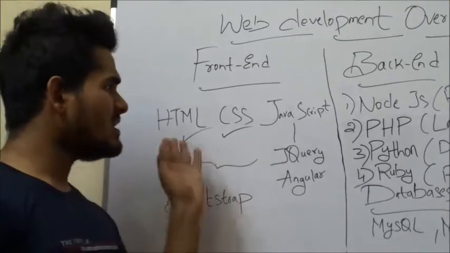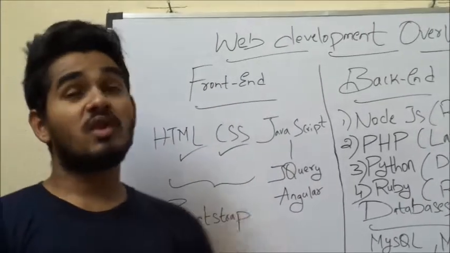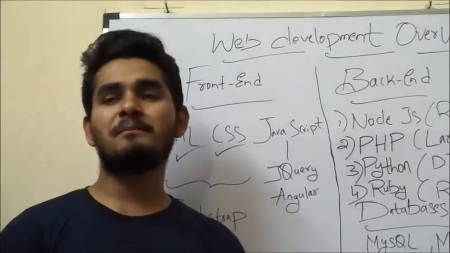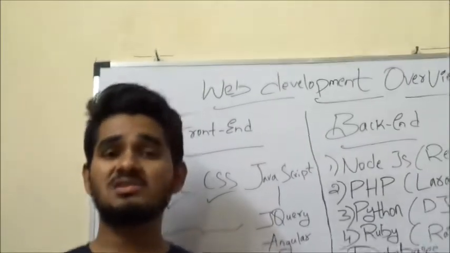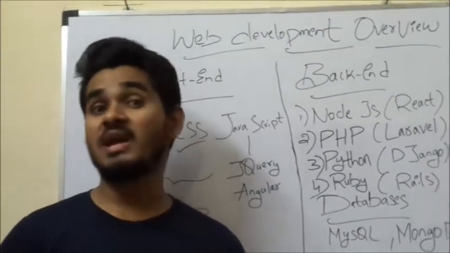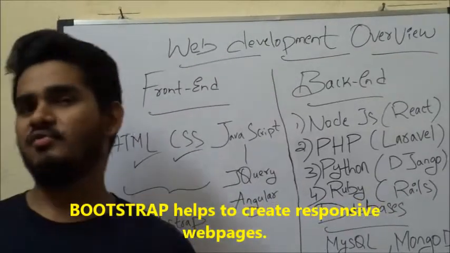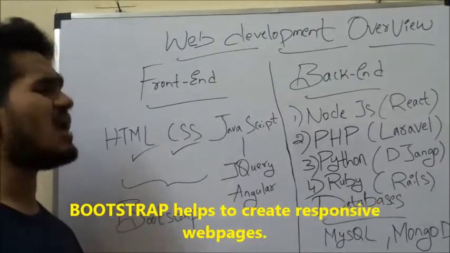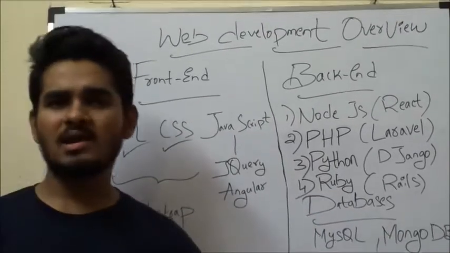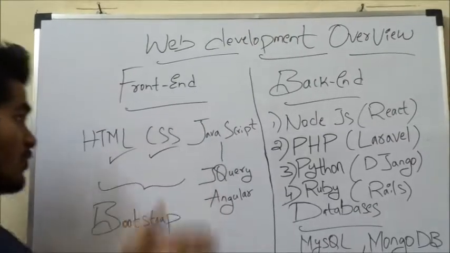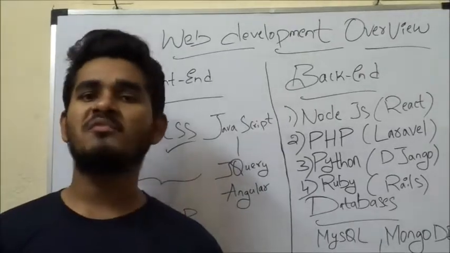By learning these three languages, it is actually not enough in the present era, because of responsive web pages. If you design for a PC, how can it be compatible with the mobile phone and the screen size of the mobile phone? So in order to create responsive web pages, we need to learn Bootstrap. After completing this, if you are willing, you can learn frameworks of JavaScript. There are many, but the most popular are jQuery and Angular. If you are perfect with these three and any one framework, then you are considered to be a front-end developer.